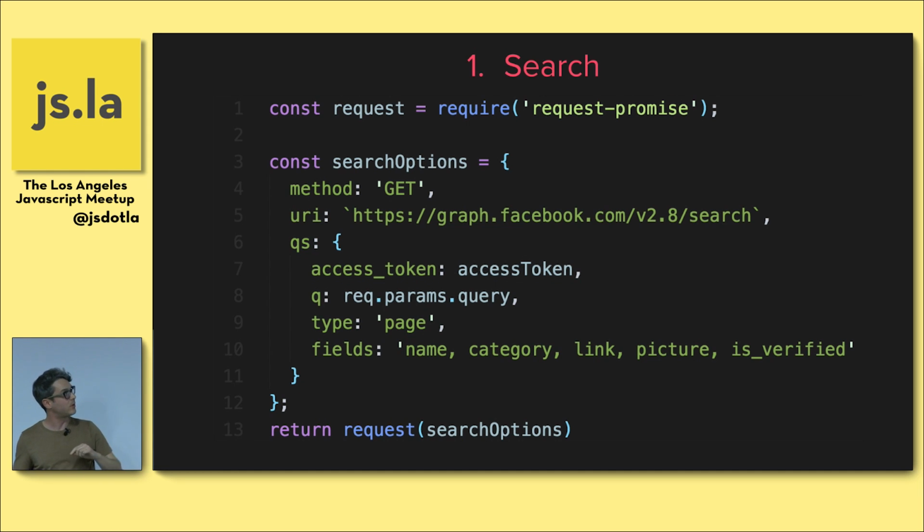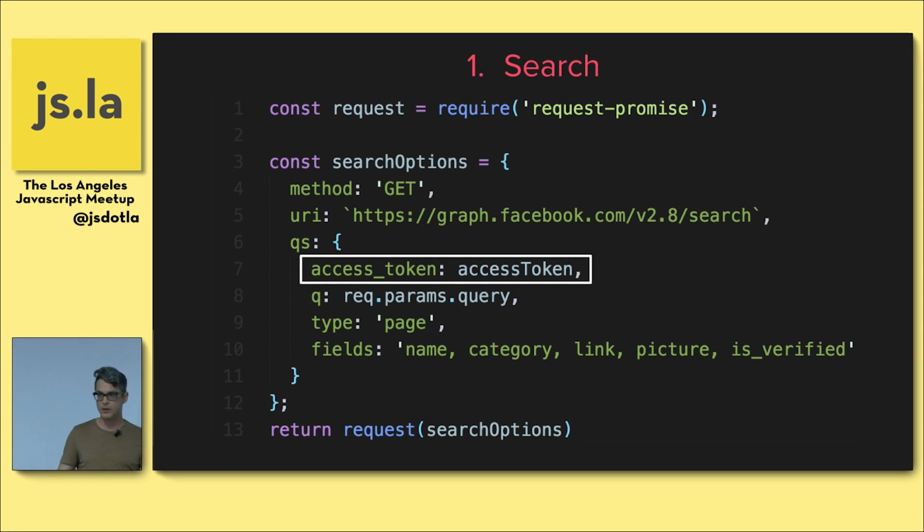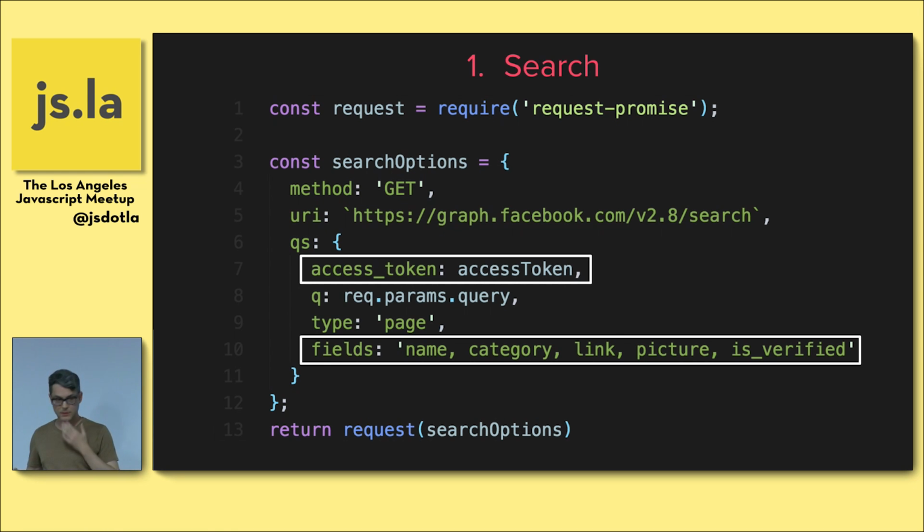And there are two very important things about this query string. First, you need an access token. If you don't have an access token, you will get no response. And the second are the fields. This API will return some data by default, but it is very little. In fact, often it's just an ID. So you have to specify what you want to retrieve. In this case, I wanted name, category, link, picture, and is verified. Is verified is like that blue check mark next to all the cool kids' pages.